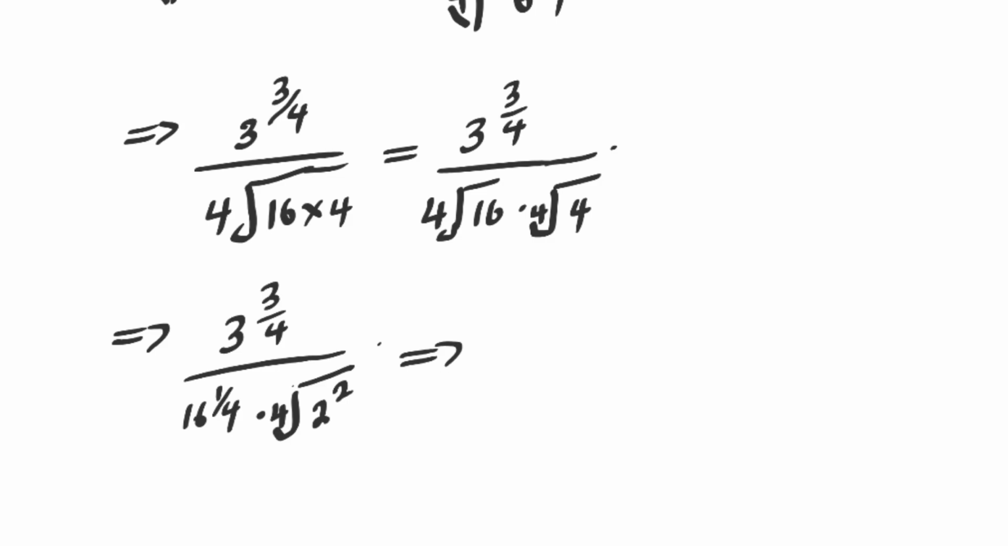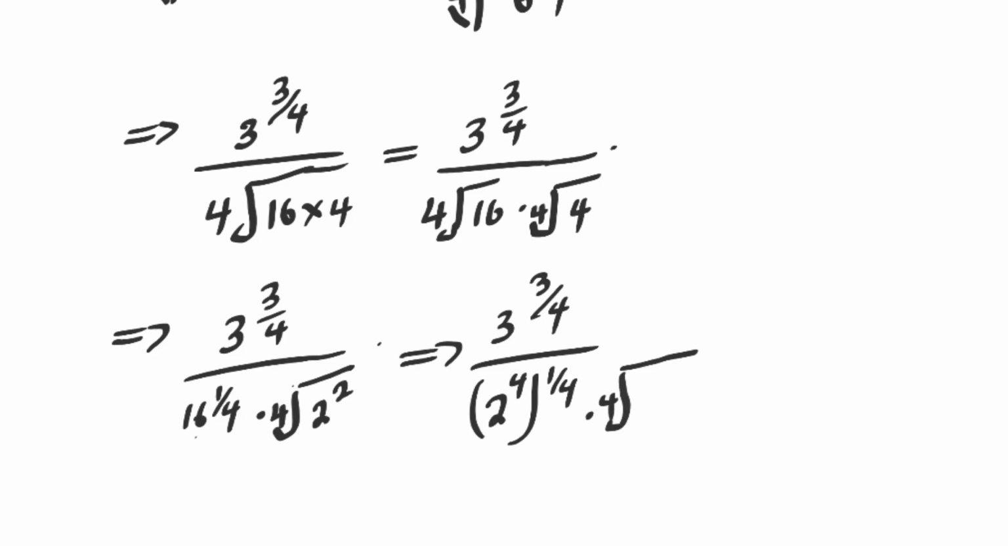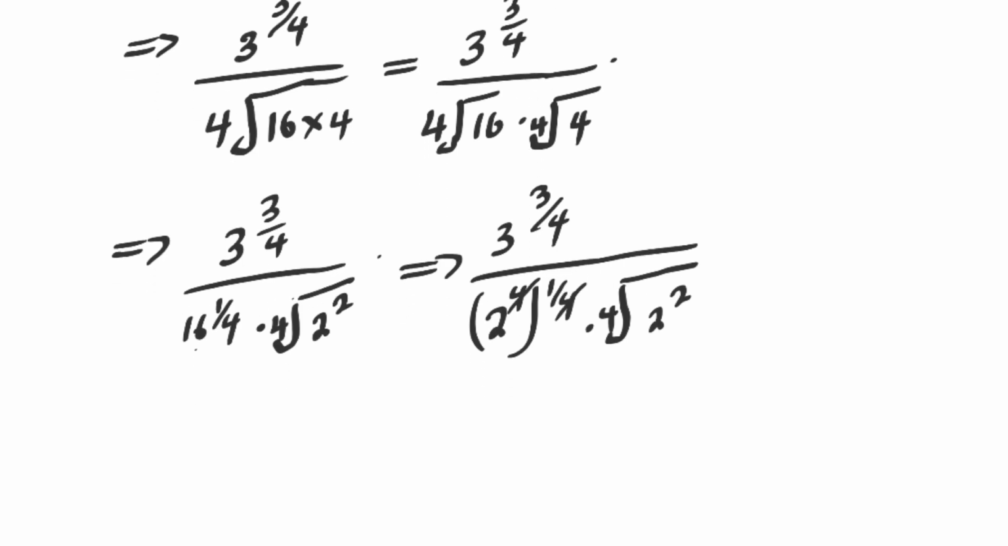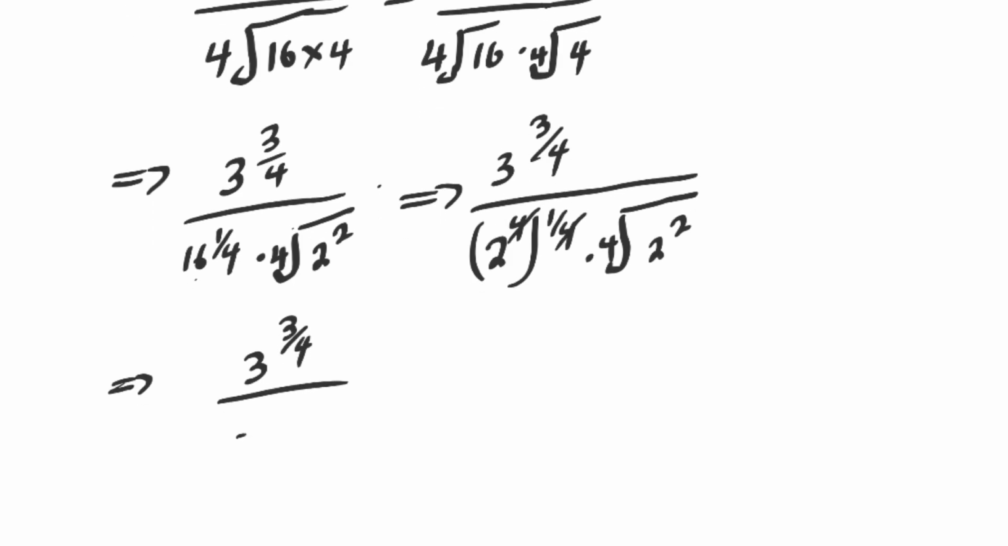Then this is the same thing as 3 raised to the power 3/4 over 2 raised to the power 4, to the power of 1/4, multiplied by the fourth root of 2 squared. This cancels this. Now we have 3 raised to the power 3/4 over 2 multiplied by the fourth root of 2 squared.